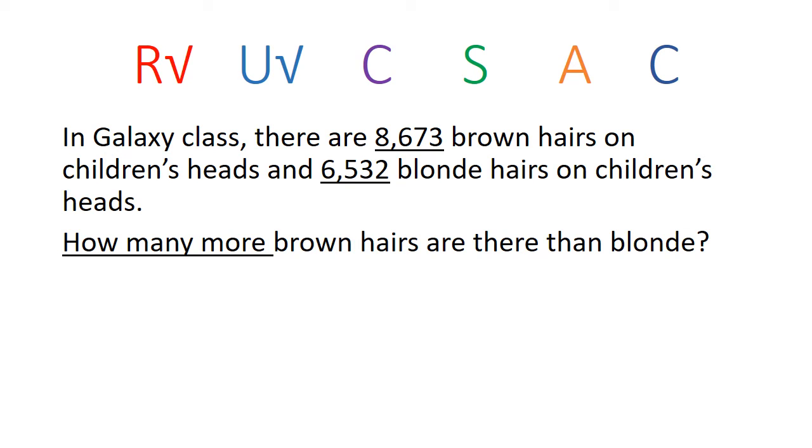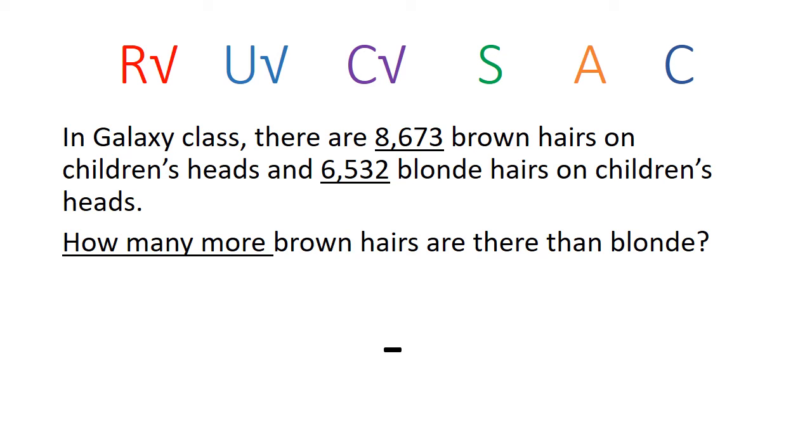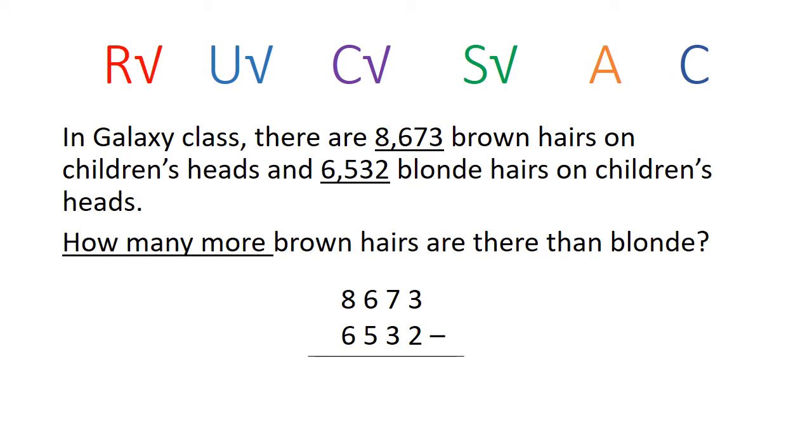I have chosen to underline the two numbers and how many more. This phrase gives me a clue about what I need to do with my word problem. Using the how many more phrase, I can decide if I want to add or subtract. Because I am comparing these numbers and finding out how many more one number is than the other, I'm going to subtract. To solve the problem, I am going to use the column method.